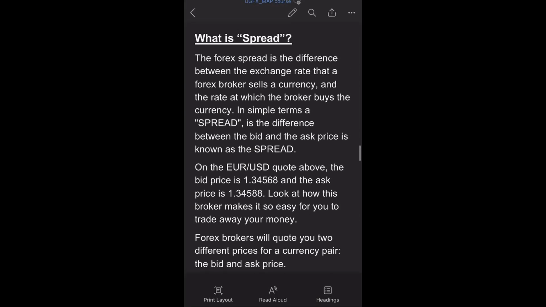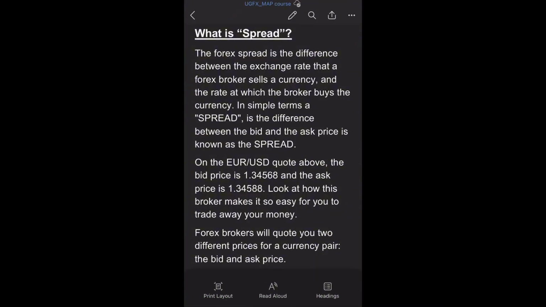So now, what is spread? The forex spread is the difference between the exchange rate at which a forex broker sells a currency and the rate at which the broker buys the currency. In simple terms, a spread is the difference between the bid and the ask price. Now, I want you to understand something. Spread is the difference between the ask price and the bid price.